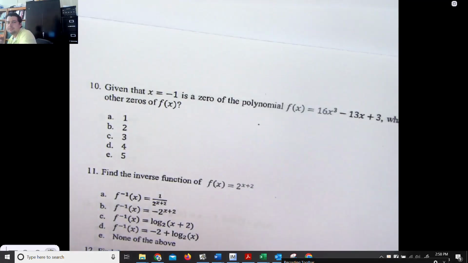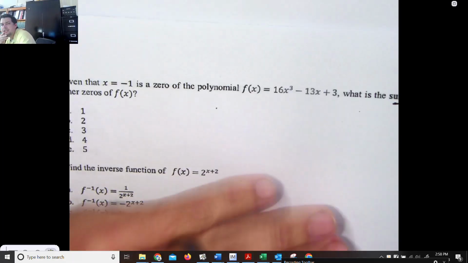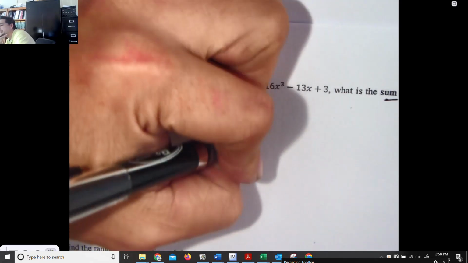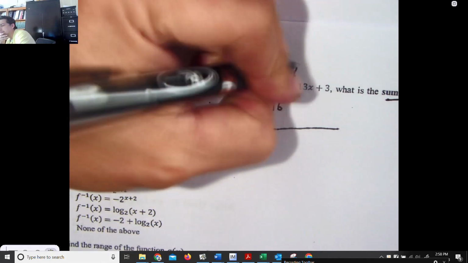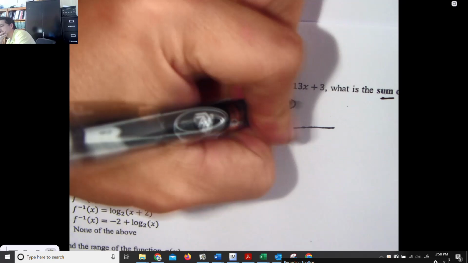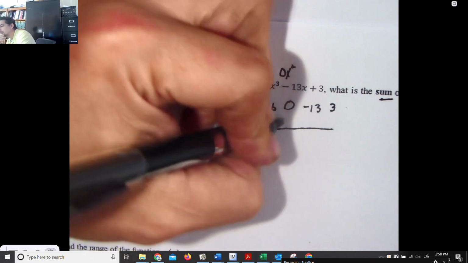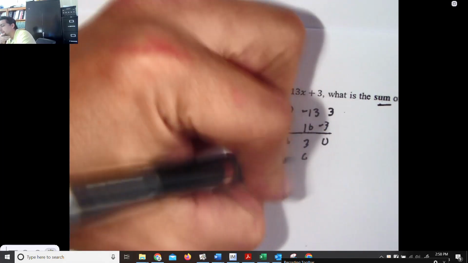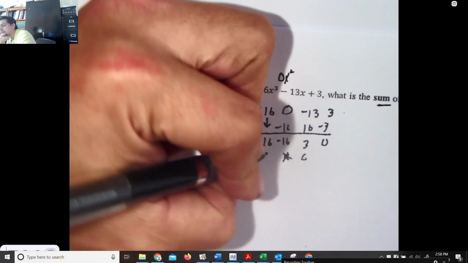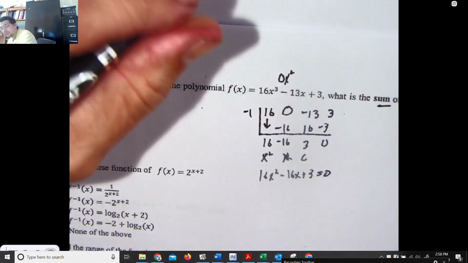Given that x equals negative 1 is a 0 of this polynomial, what is the sum? That's kind of the trick on this one. What is the sum of the other zeros? So let's just do a little synthetic division. This one you've got to be careful about. You need that placeholder. And we drop, and we multiply, and we add, and we multiply, and we add, and we multiply, and we add. And remember the way things work. 16x squared minus 16x plus 3 is where the other two zeros are.